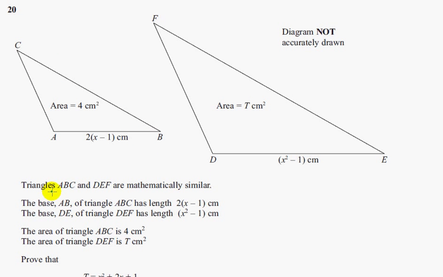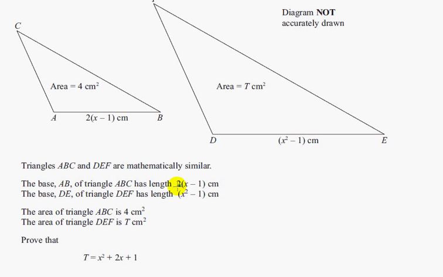Question 20. Triangles ABC and DEF are mathematically similar. The base AB of triangle ABC has a length 2 lots of x minus 1 centimeters. The base DE of triangle DEF, the large triangle, has a base of x squared minus 1. The area of triangle ABC is 4 centimeters squared. The area of triangle DEF is t centimeters squared. Prove that t, the area of the large triangle, is x squared plus 2x plus 1.